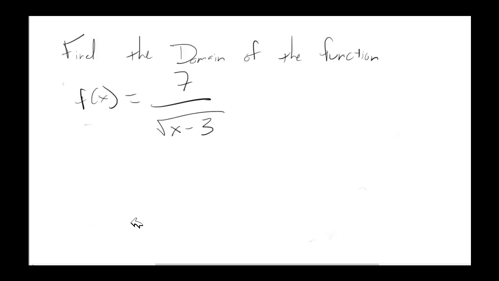Alright, let's try to put this all together. Okay, let's find the domain of this function. I have f of x equals 7 divided by the square root of x minus 3. So here I have both things. I think I can get this done in one shot. I know I need the inside here to be non-negative, but no dividing by 0 as well.